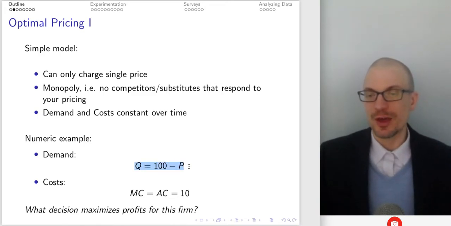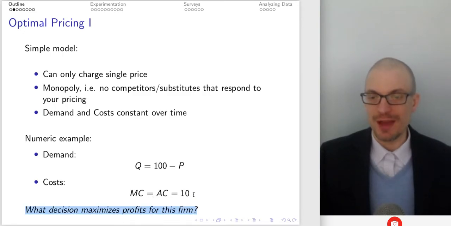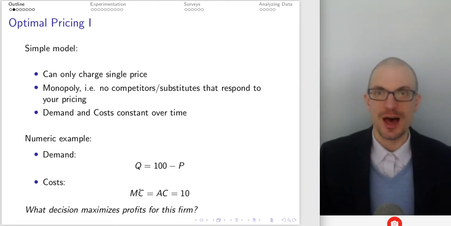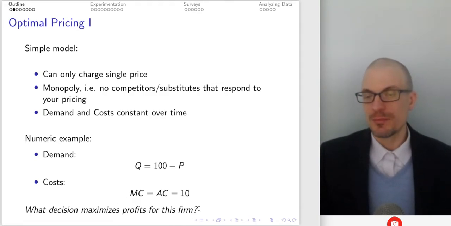And so you can see how that would work. Sometimes it makes sense to work with demand. Other times we want to work with inverse demand, which is just the same relationship solved for price in terms of quantity. We're assuming constant marginal cost, constant average cost of 10. This is going to give me a cost curve that's just a horizontal line at a height of 10. And my question is, what decision maximizes profits for the firm?